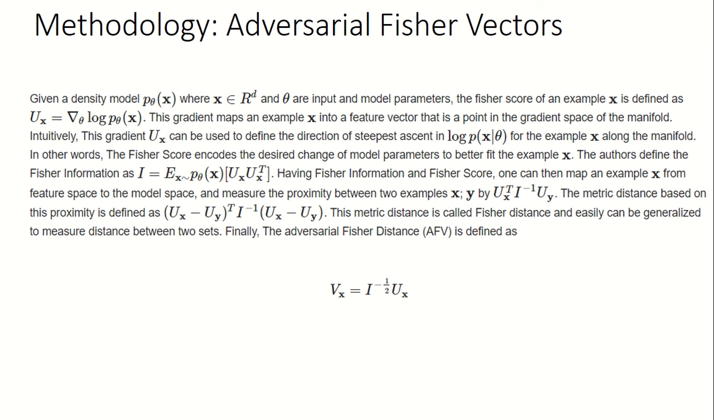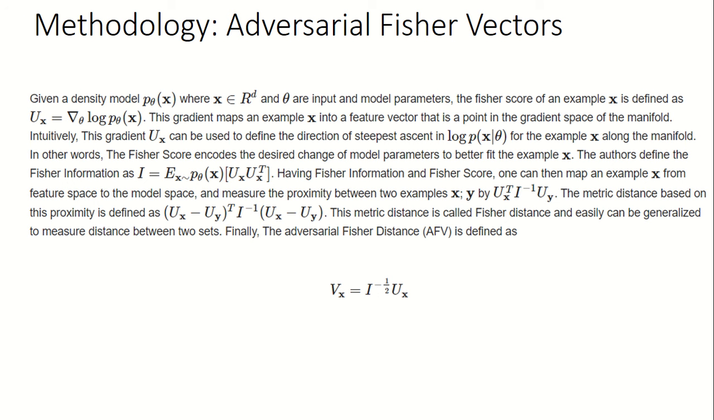So let's start with adversarial Fisher vector. In this presentation, I'm going to define adversarial Fisher vector and give you some more intuition about it. Given a density model p_theta(x), where theta are the parameters of your generative model, the Fisher score or Fisher vector for an example is defined as the derivative of the log likelihood of your generative model. So this gradient intuitively maps an example into a Fisher vector, a point in the gradient space of the manifold.